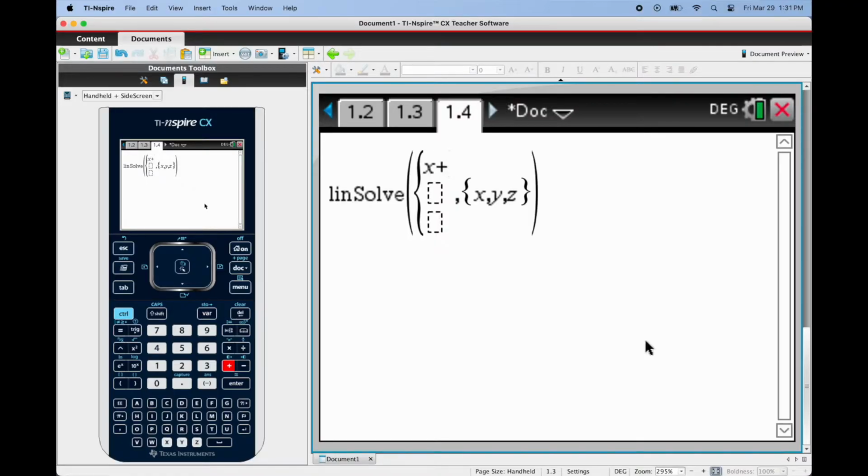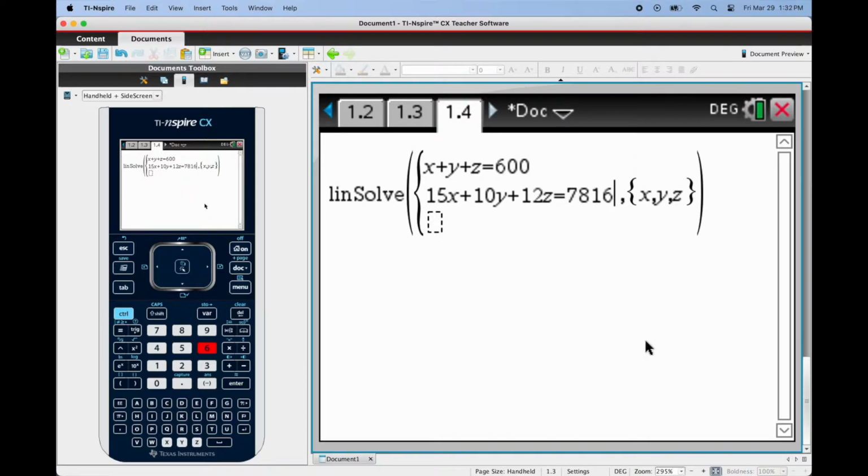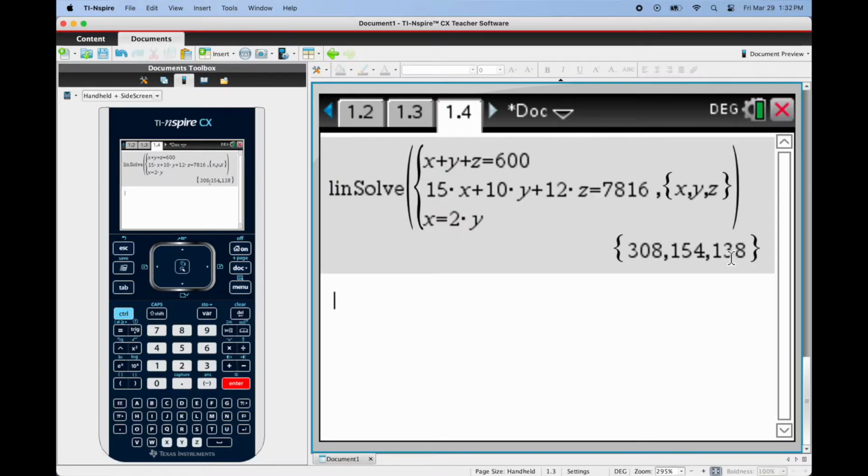We know that x plus y plus z is equal to 600. We know that 15x plus 10y plus 12z is equal to 7,816. And the last one, we know that x is equal to 2y. Number of adult tickets is equal to 2 times number of child tickets. Let's go ahead and work this out. And this is a solution to this set.